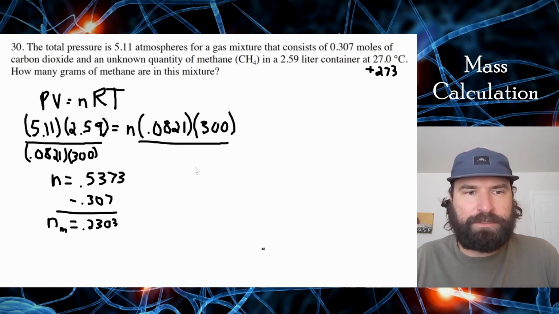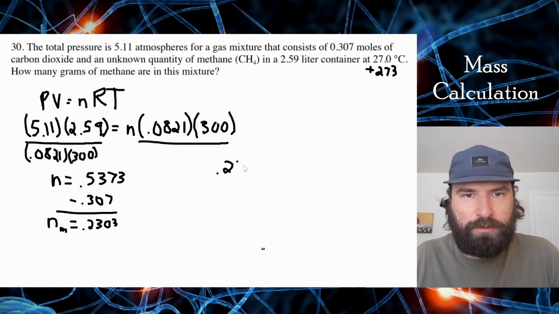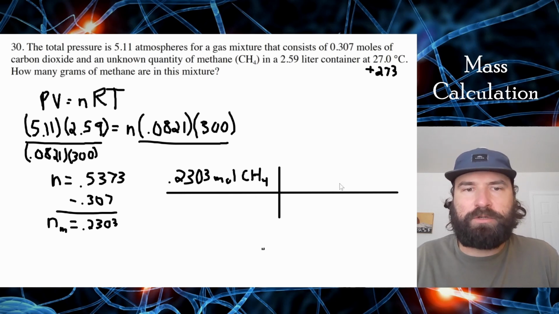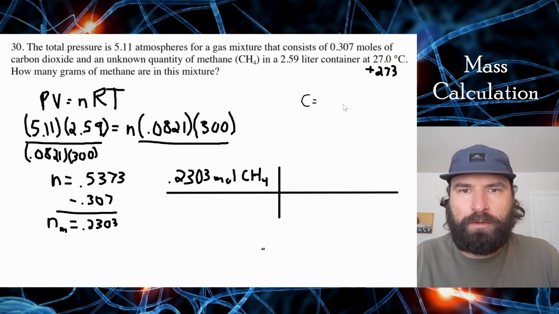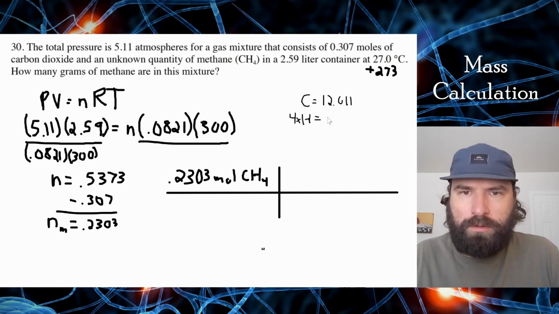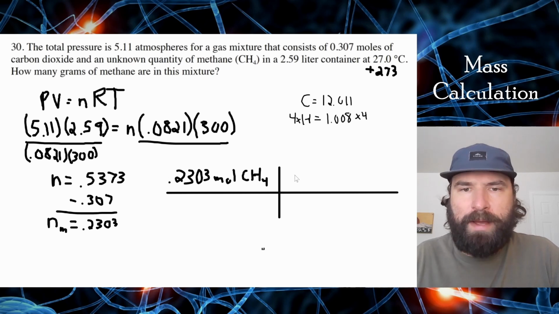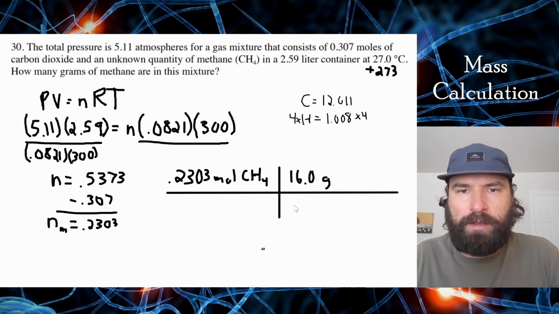To get from moles of methane to grams of methane, we just have to do a quick molar mass calculation. So we'll take our 0.2303 moles of CH4, and we'll multiply this by the molar mass so that we can cancel out moles and get to grams. So we're going to have to calculate the molar mass of CH4. Carbon is 12.011. We got 4 hydrogens. Each one of those weighs 1.008, and we'll multiply that times 4. It's going to give us a molar mass of 16.0 grams per 1 mole.